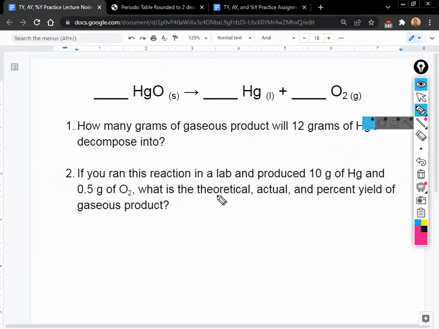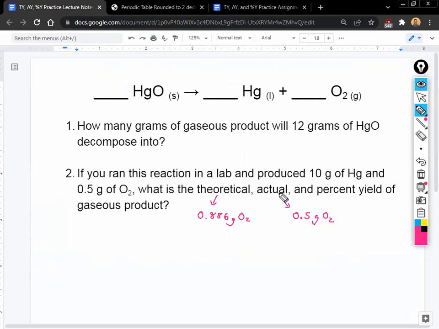All right, so we said the theoretical yield was 0.886 grams. Now it says that if you ran this reaction in a lab and made 10 grams of Hg and 0.5 grams of O2, what is the theoretical, which we got, the actual and the percent yield. Now the actual is whatever we make in the lab, right? So in this problem, we're talking about O2. So what's the actual yield of O2? Yeah, 0.5. Thank you. 0.5 grams of O2. I know there's 10 grams of Hg, but we didn't do any math for Hg, so we don't really care about it. We're looking for the gaseous product anyway, and Hg is a liquid.